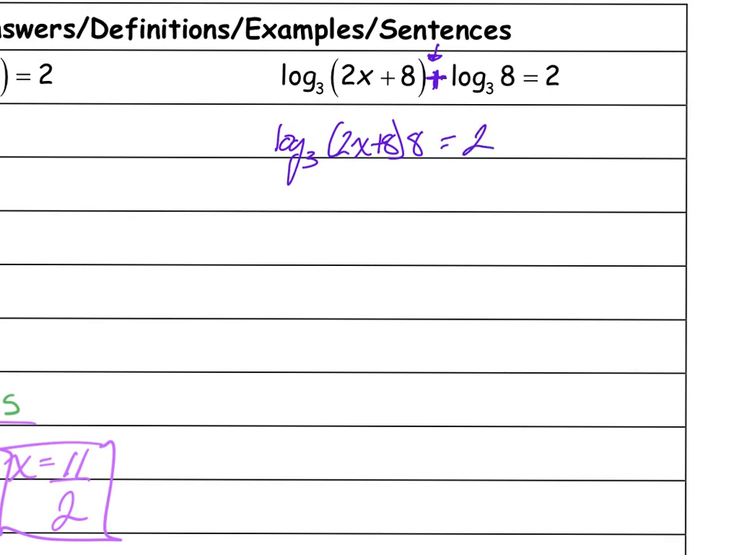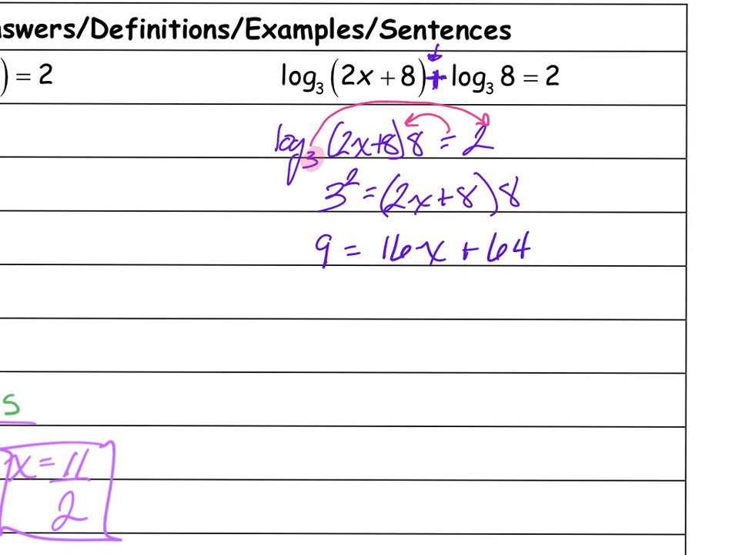If I can't solve it as a log, I'm going to switch it to an exponential. Woo! My brain's working really well this morning, you guys. So here we go. I've got 3 to the second power equals 2x plus 8 times 8. So let's work out the math. So 3 squared is 9 equals 16x plus 64.